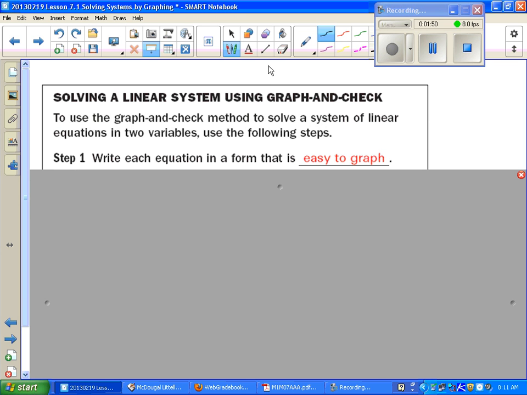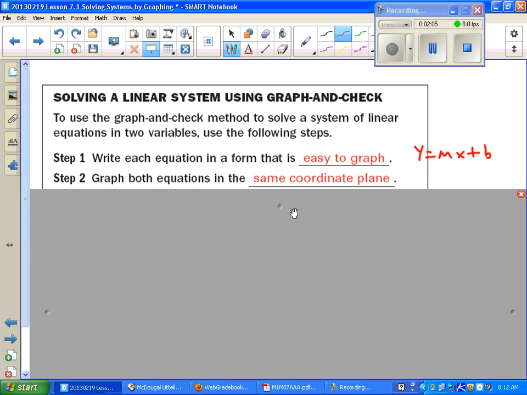For most of us, the form that's easy to graph is slope-intercept, y equals mx plus b, because it tells us where to begin and it tells us where to move. So if something's in standard form, ax plus by equals c, go ahead and move it into slope-intercept form. The second step is to graph both of them in the same coordinate plane. We're not going to graph them separately, but we're going to graph them together. That way, when they intersect, it'll show us the point that makes both of them true.